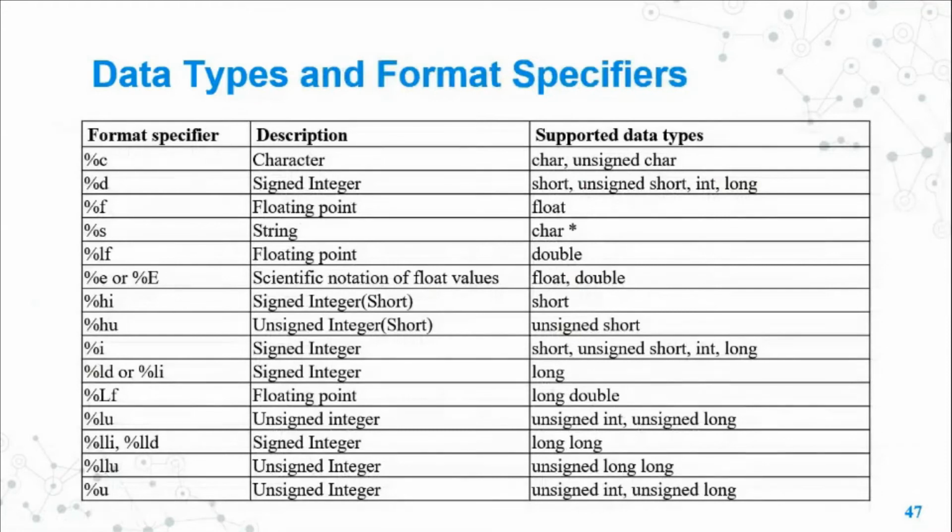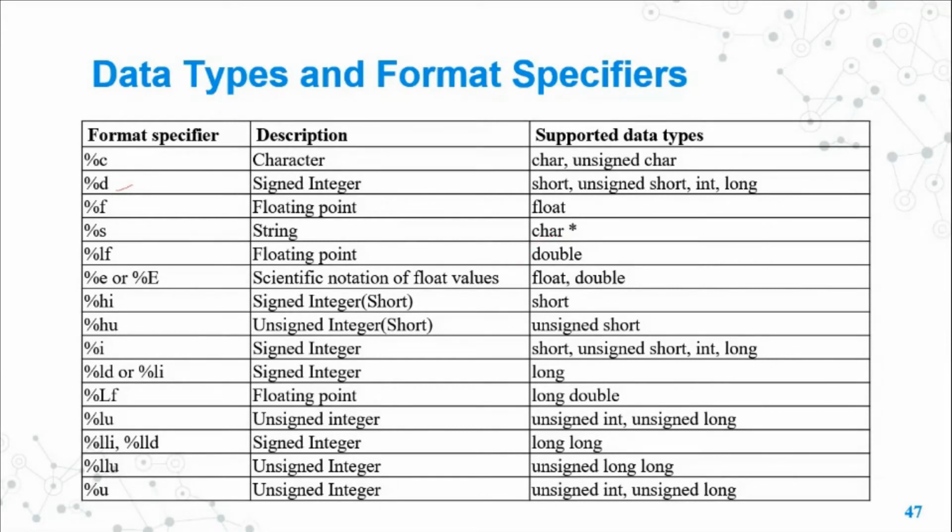Then the data types and the corresponding format specifiers, the format control strings used for each type of data. The %c format specifier is for a character, and it can display characters as well as unsigned characters. Then %d is for a signed integer, which covers short, unsigned, short int, long, etc. These integer values can be displayed using %d, and using %f, floating point values can be displayed. And %s is normally used for string values.